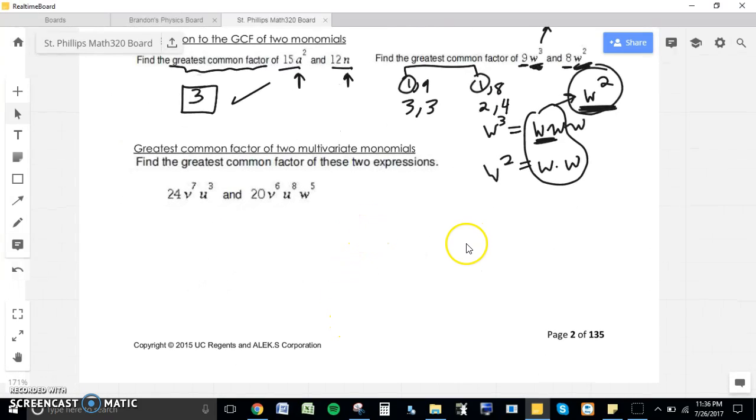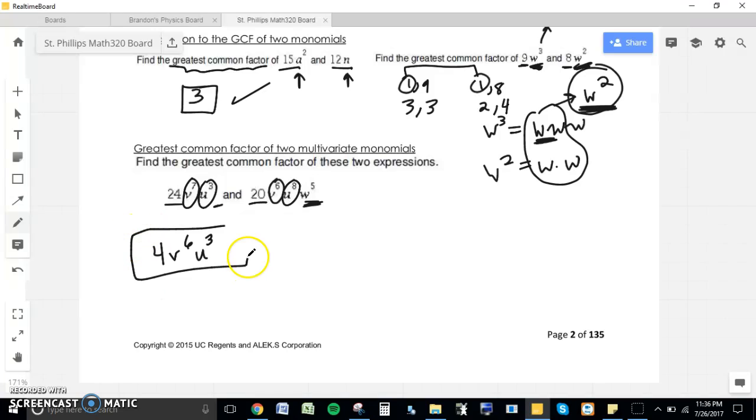So what about the next part? Find the greatest common factor of these two expressions. Same deal. Numbers first, and then you do the variables 1 by 1 by 1. 20 and 24, I'll let you do the work on the side on your own here, but the greatest common factor is 4. Well, here we have 7 v's and 6 v's. At most they have 6 v's in common. Here we have 3 u's and 8 u's. At most they have 3 u's in common. And here we have 5 w's, but this has no w's, so they don't have it in common. So this is our answer.